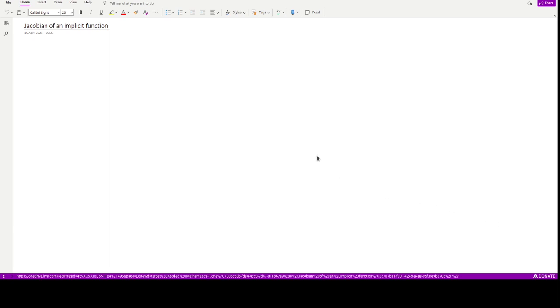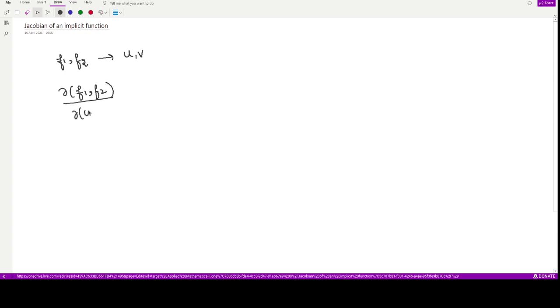Today we shall be looking at the Jacobian of an implicit function. Yesterday we saw that if you are given two functions f1 and f2, which are functions of u and v, then you can calculate the Jacobian of f1 and f2 with respect to u and v using this determinant, where you would first calculate the partial derivative of f1 with respect to u, then the partial derivative of f2 with respect to v.